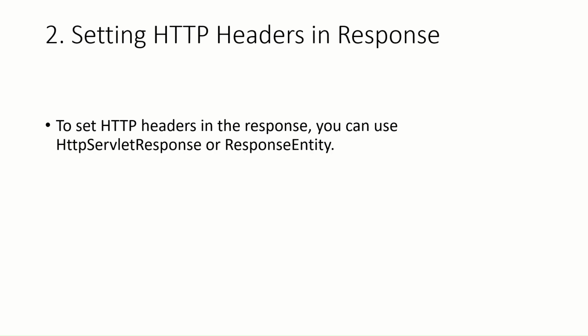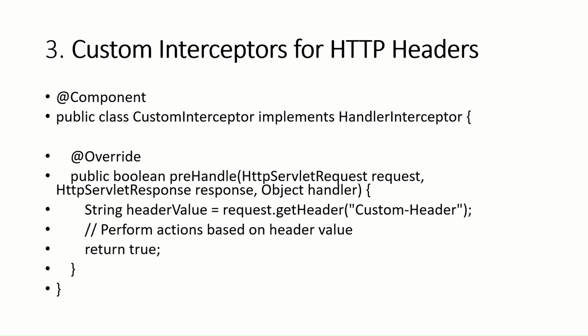Now the second thing is setting HTTP headers in the response. Let's say you want to send a response of an API to the UI, and in that case you want to set some additional field in your response header. Then you can use HttpServletResponse or ResponseEntity to set those additional fields in the response headers, so that the UI can use them. Coming to the third one is custom interceptor for HTTP headers.